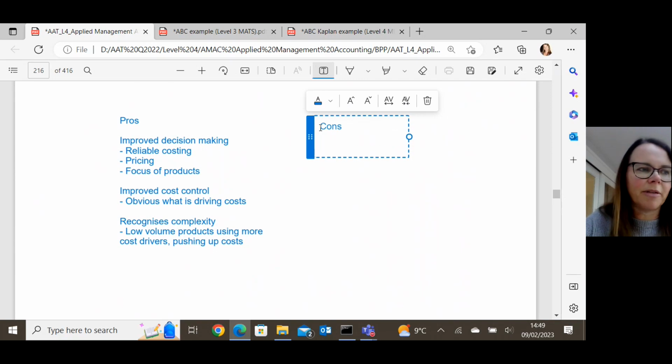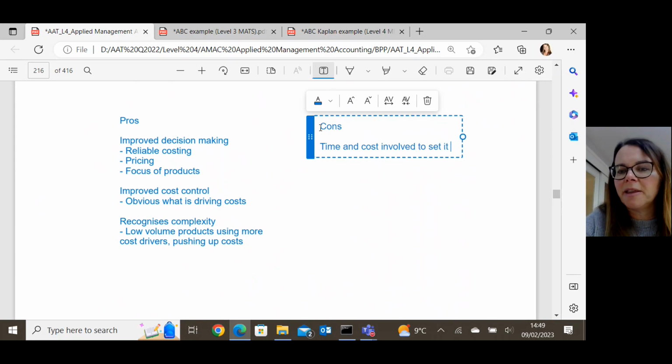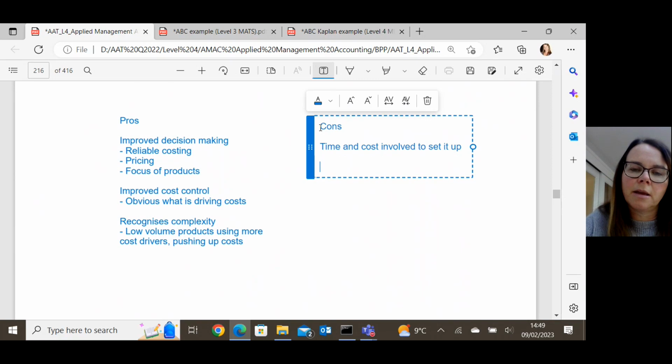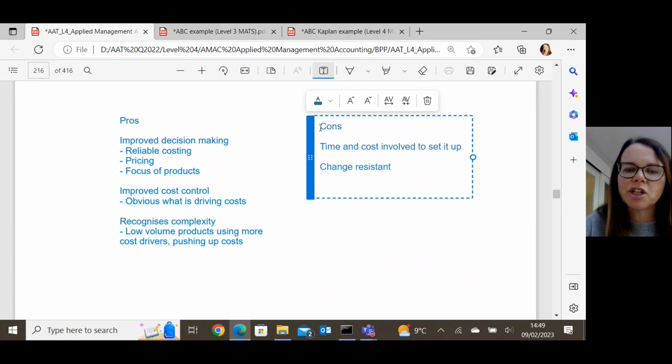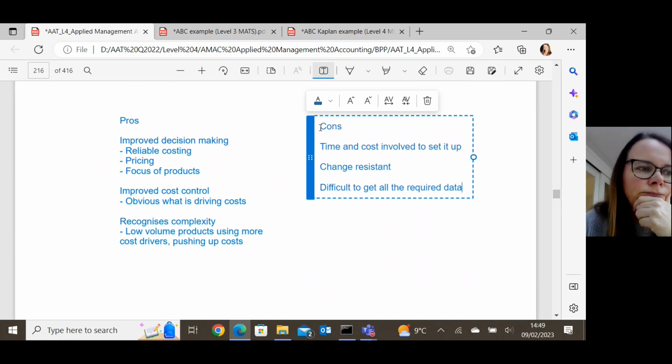What's bad about them, well, the main thing is the time and cost involved to set it up in the first place. You could also mention that people are generally quite resistant to change, which can be a problem. And finally, it can be difficult to get all the required information or data. Hard to identify cost drivers, or maybe hard to actually match cost drivers with cost pools.